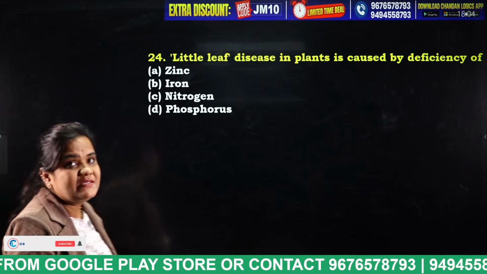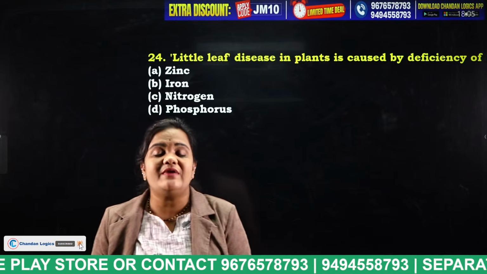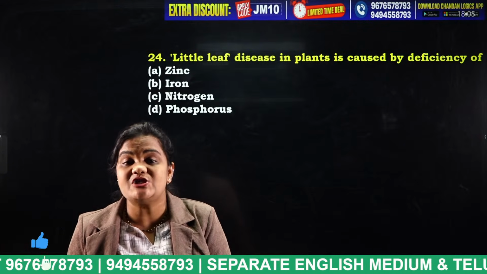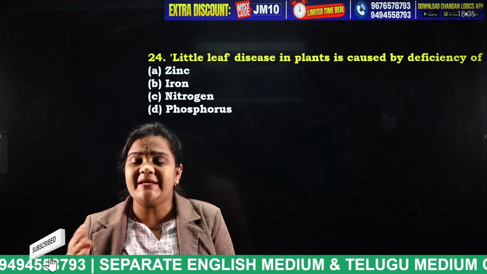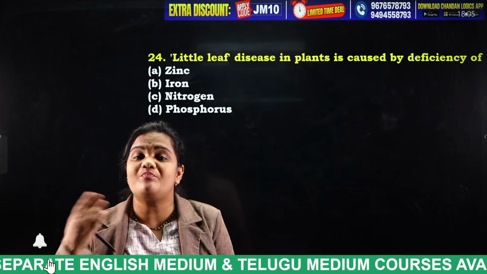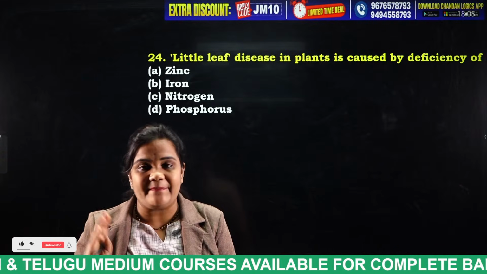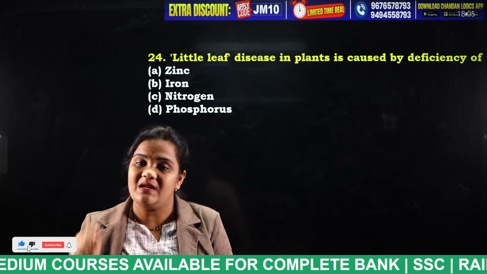Next question. Little leaf disease in plants is caused by deficiency of zinc, iron, nitrogen, phosphorus. Tell me what is the answer for this question. Yesterday itself we discussed grey leaf disease. It is due to the deficiency of manganese, not magnesium. Due to the deficiency of manganese, yellow color spots appear on the leaves. That type of disease is grey speck disease.